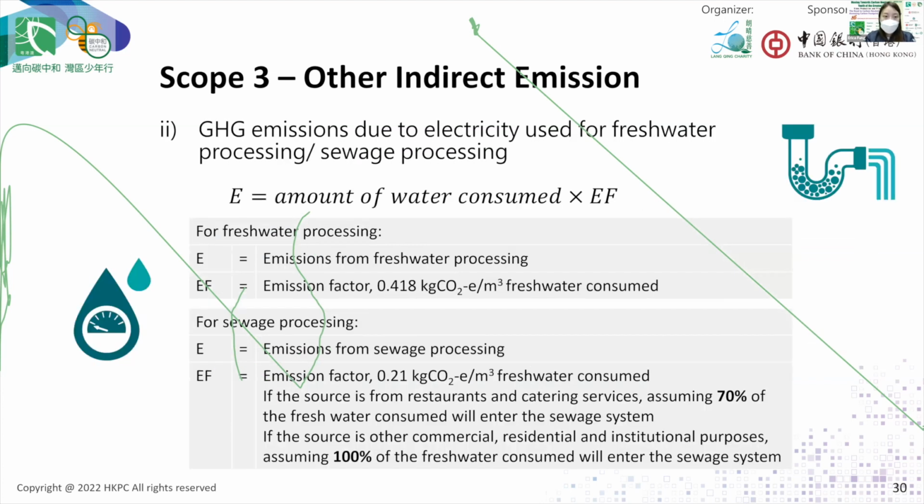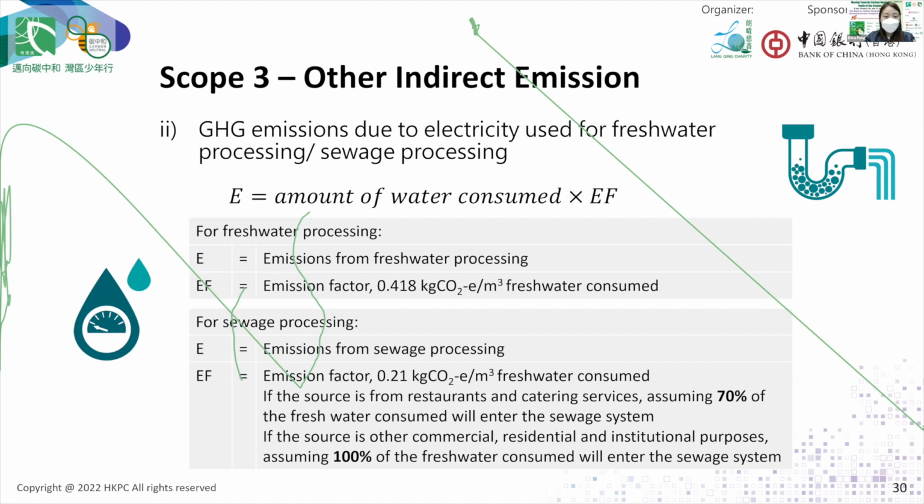And for another scope 3 emission, from the freshwater processing or sewage processing, actually, it only refers to the amount of water consumed, which you may find in your water bills on a regular basis, and then multiply it by an emission factor to get the greenhouse gas emission by freshwater consumed.